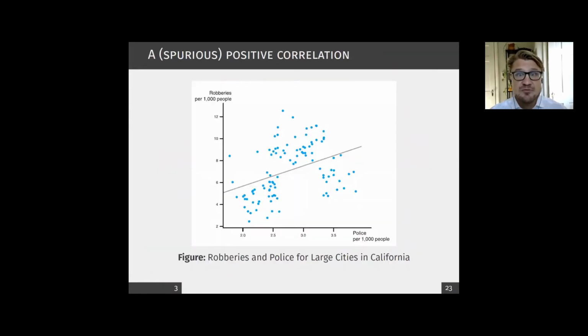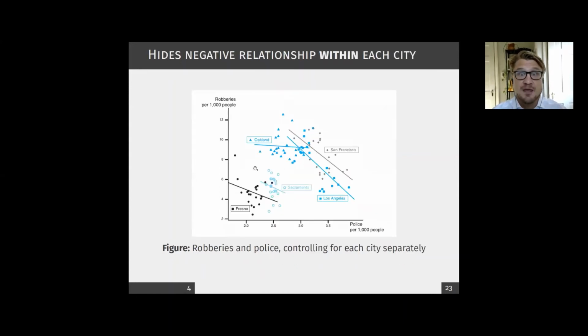And so here we can show you this spurious positive correlation. This all comes from the textbook, where this is now all the data you have, and you plot this relationship between robberies, the crime rates on the y-axis and police on the x-axis, and you see this positive relationship. But you will see if you break this down for every single city in the data, within every city, there's actually a negative relationship.